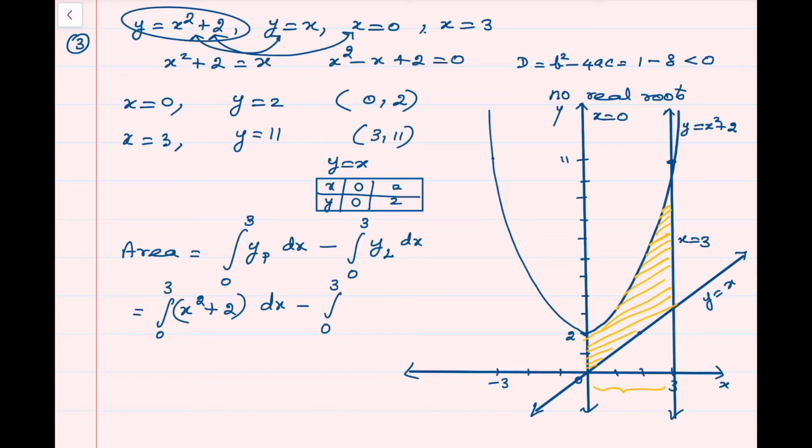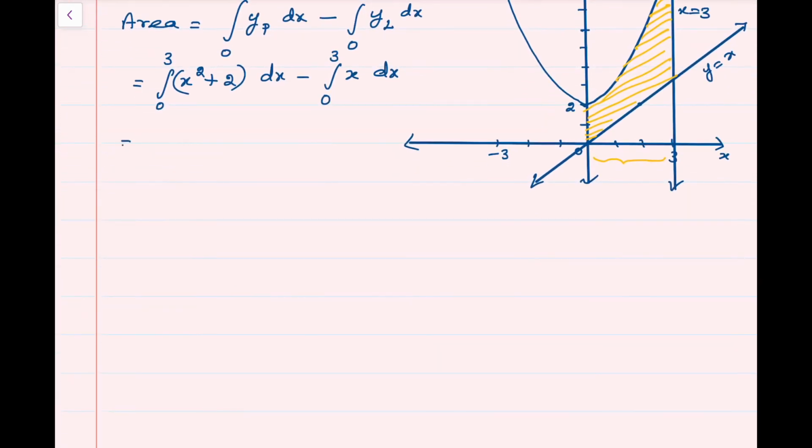Integral 0 to 3 of y, from the line equation, is x dx. Let us integrate x cube over 3, and the limits are 0 to 3. Integral of 2 is 2x, the limits are 0 to 3. If you have a parabola and a line, the integration is so easy. Only for circle and ellipse you will get the integral root of a square minus x square formula. This is x square over 2 and the limits are 0 to 3.